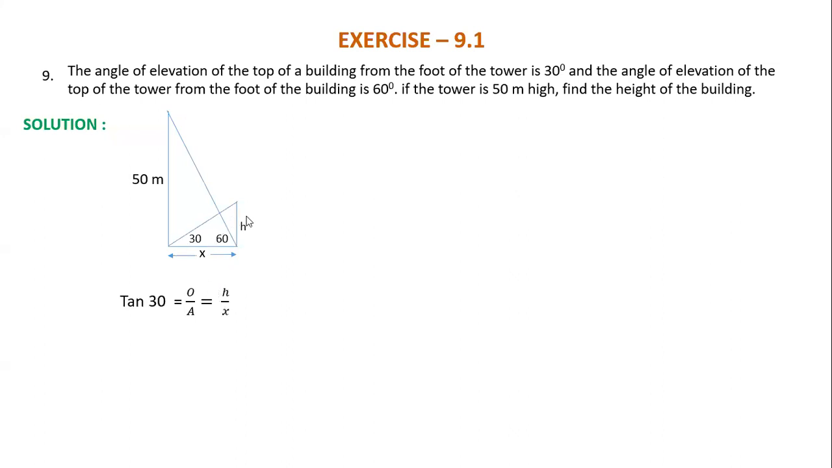Tan 30 is h upon x. That is, 1 by root 3 is equal to h upon x. So x is equal to h root 3. So we got the value of x as h root 3.